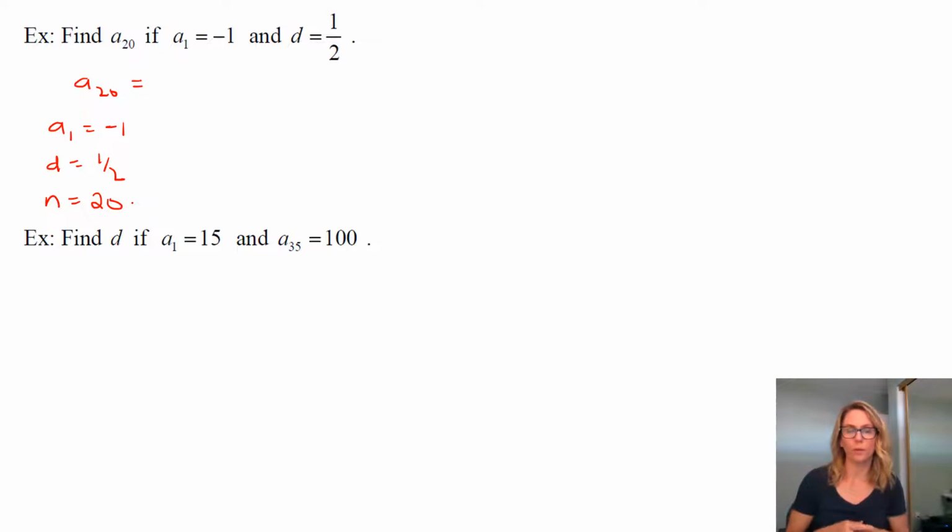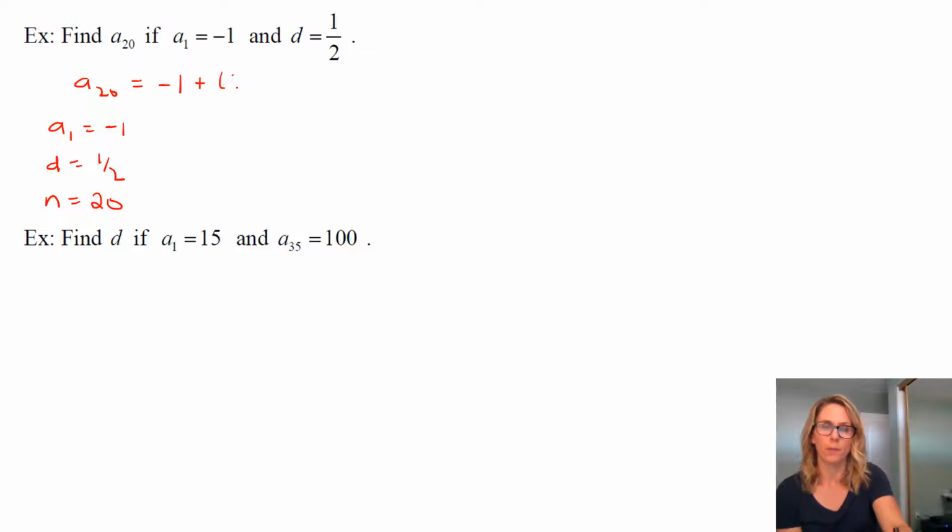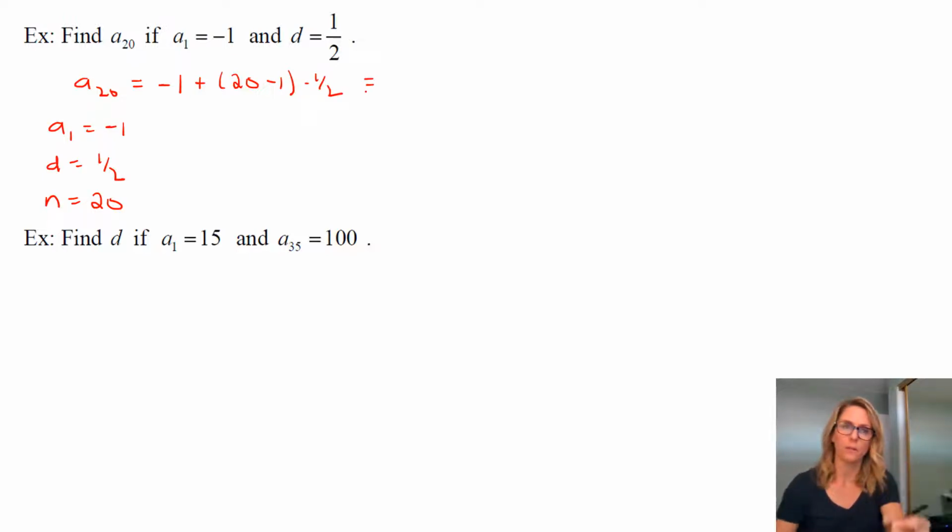That's the 20th value. So the point here is I don't have to start with a sub 1 and then add a half and then add a half again and add a half again. I don't have to do that a whole bunch of times. This formula will give me that 20th value without doing a whole lot of work. So we take a sub 1 plus, and then we have n minus 1, and then that's times d, which is a half. So if you want, you can pause, evaluate this if you'd like.